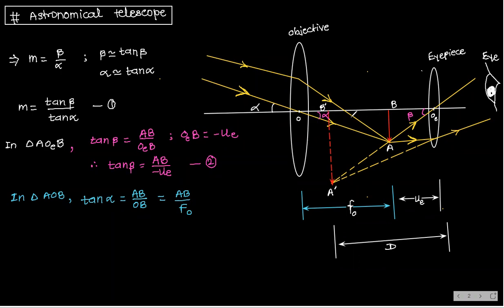As this F naught is on this side, in the direction of light, that's why there is no minus; this is plus only. So I'm keeping only plus F naught, and this is my equation number 3. Now let's divide these two and find out the magnifying power. If I substitute these values, m is equal to tan of beta divided by tan of alpha.